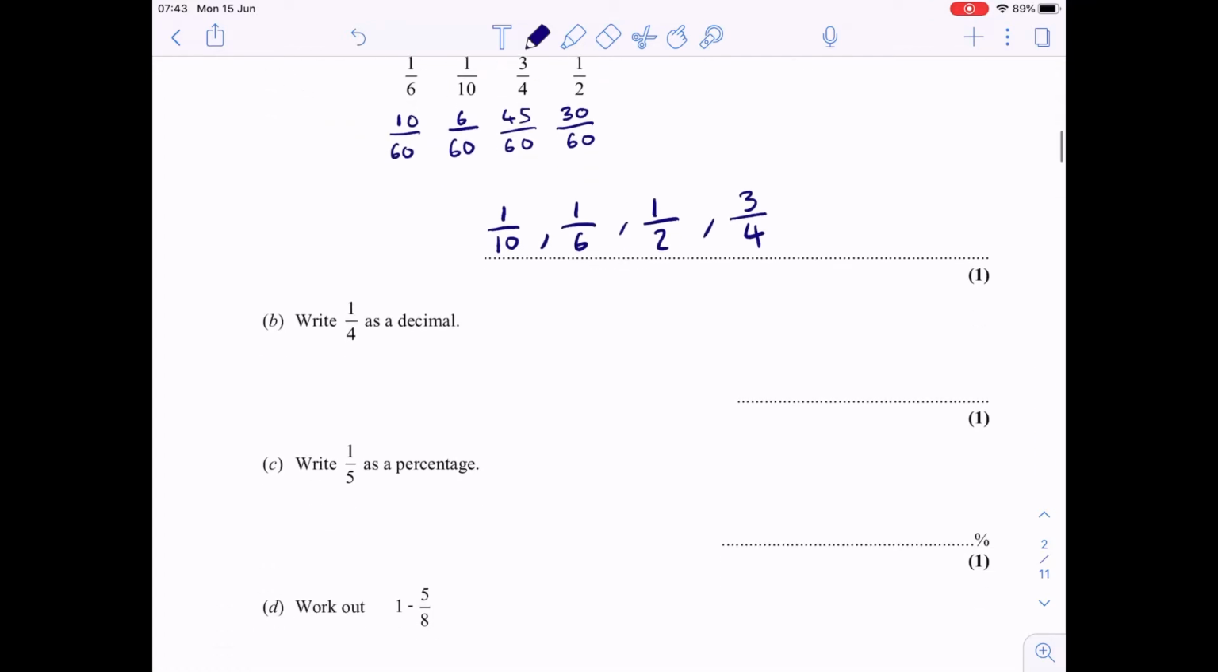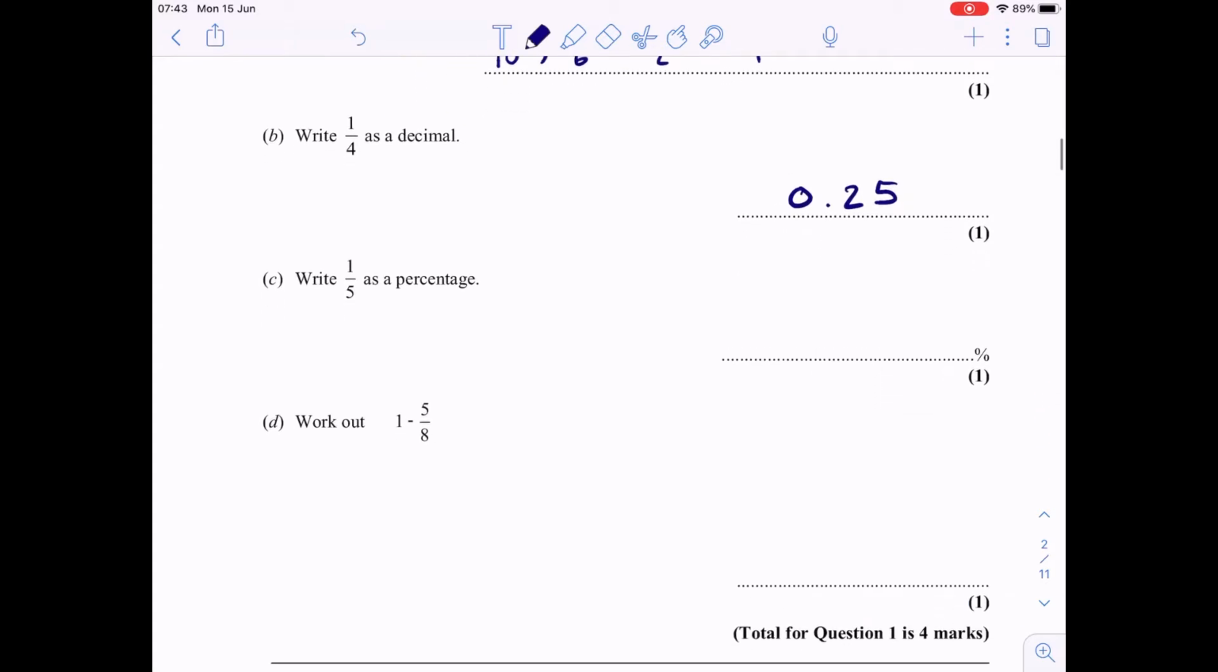Okay. Write a quarter as a decimal, this will be 0.25. Okay, 1 divided by 4. Again, you can use your calculator and then use the SD button to change it into a decimal.